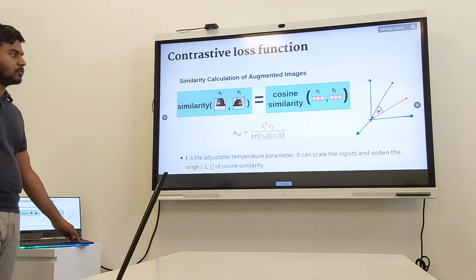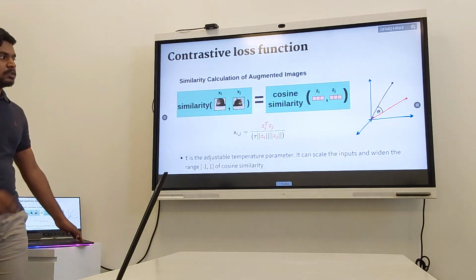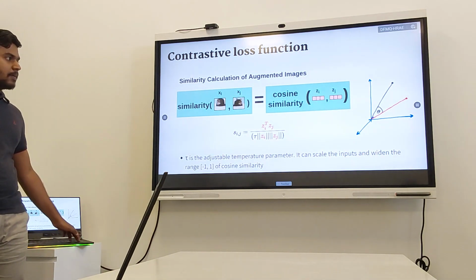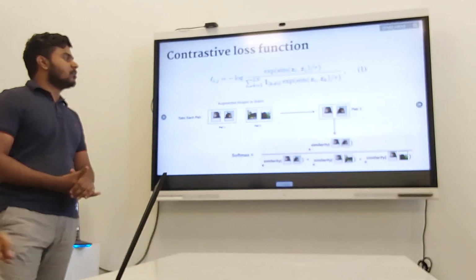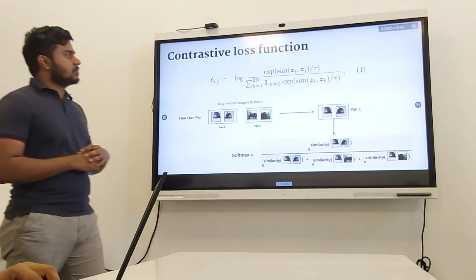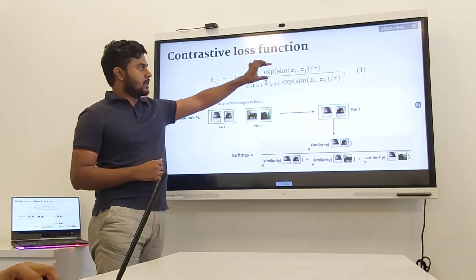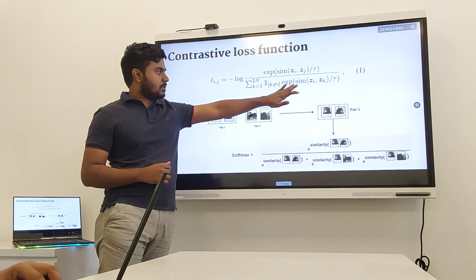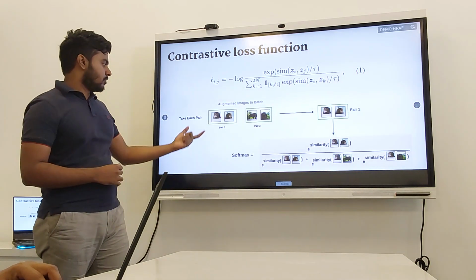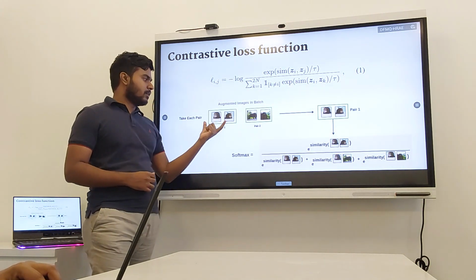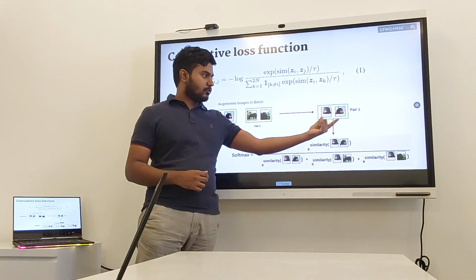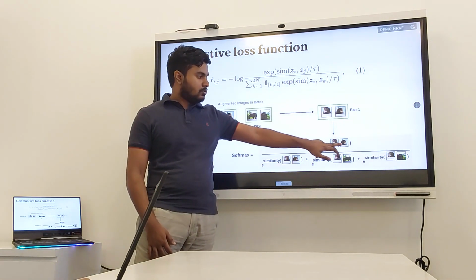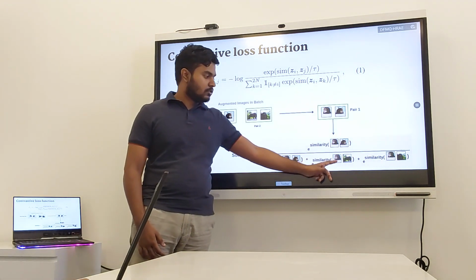So the basic intuition is, if two of those images are similar, they should be close, and the cosine similarity would be much higher. And the loss function is a softmax loss. So we are getting the similarity of positive examples divided by the similarity of negative examples. For example, if we take a batch of 2 and get one positive example, we can find the softmax similarity: the similarity of these two examples divided by the other negative examples.